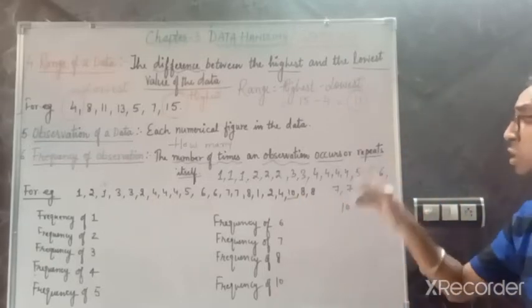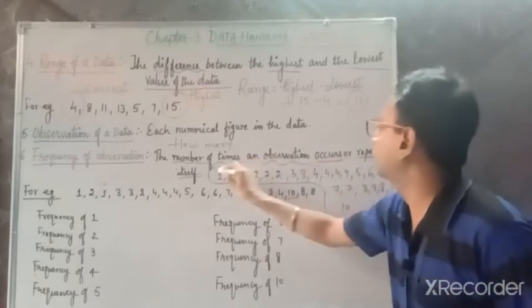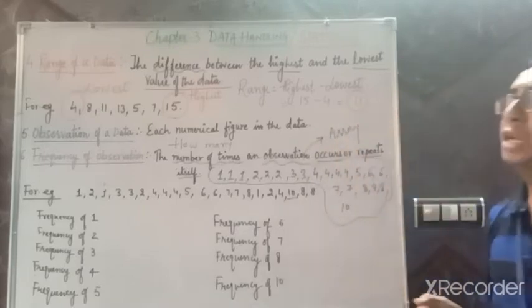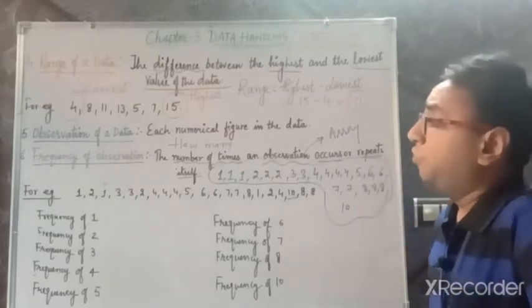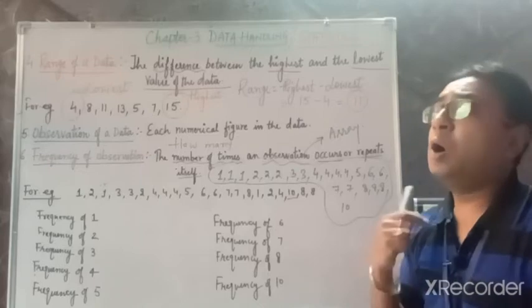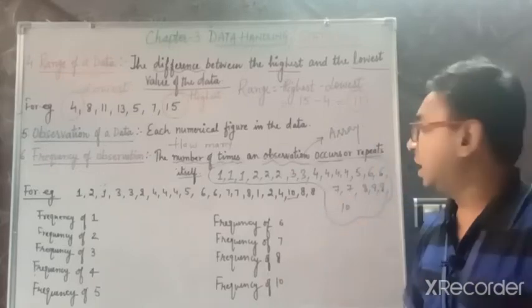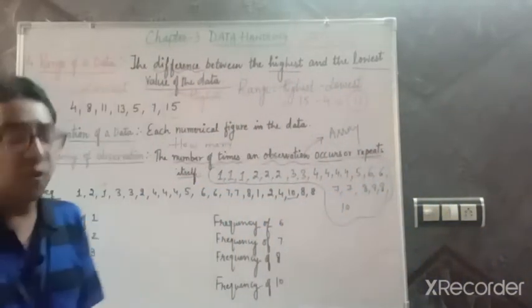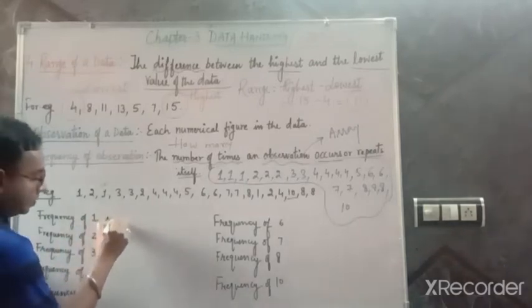So this particular thing of yours is known as an array. Any doubt? Array is arranging the data into ascending or descending order. So we have sorted our data into ascending order. Frequency of 1 means how many times 1 is coming or occurring. Let's see, how many times? 3 times. So can I say the frequency of 1 is 3? Yes or no?